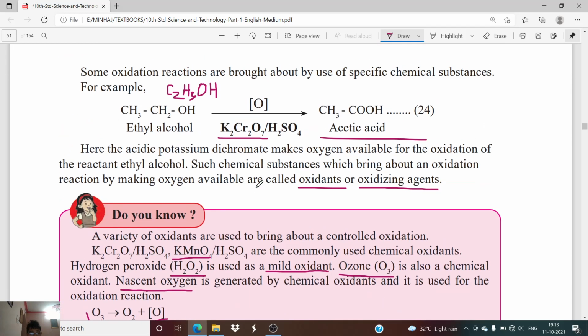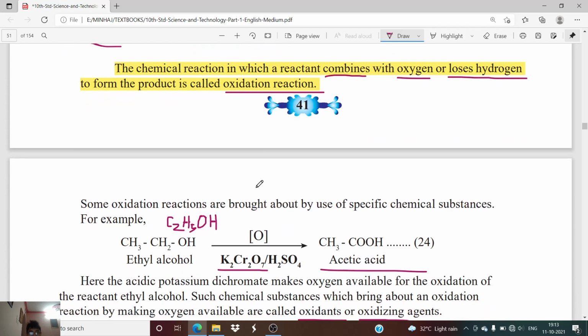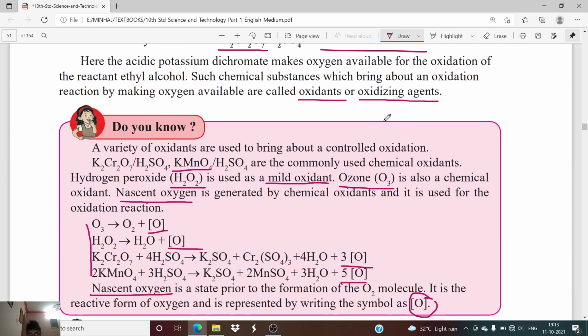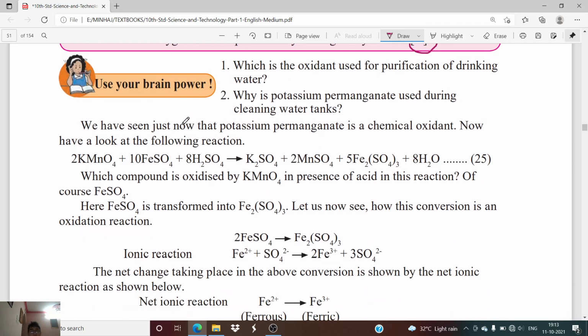So this is about the oxidation reaction. It is a chemical reaction in which the reactant is going to combine with oxygen, or it is going to lose hydrogen, to form the product, and it is called an oxidation reaction. And the chemicals which are going to provide the oxygen for oxidation are called oxidants or oxidizing agents. Now we have seen just now that potassium permanganate is a chemical oxidant.